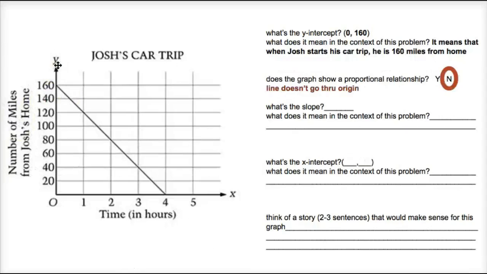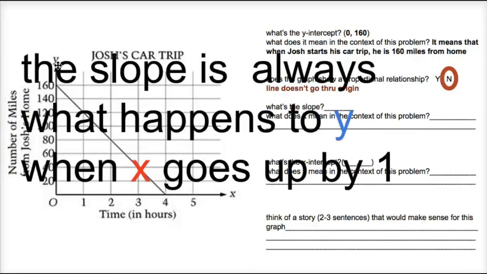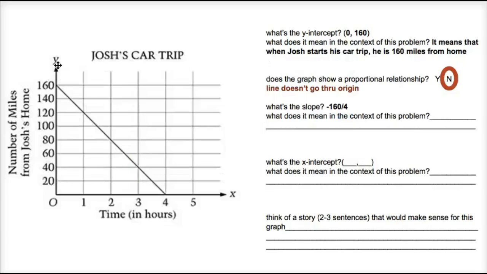No, this is not a proportional relationship. The line doesn't go through the origin. The slope is always what happens to y when x goes up by 1. So when time goes up by 1, it looks like we're going to get 40 miles closer to home.